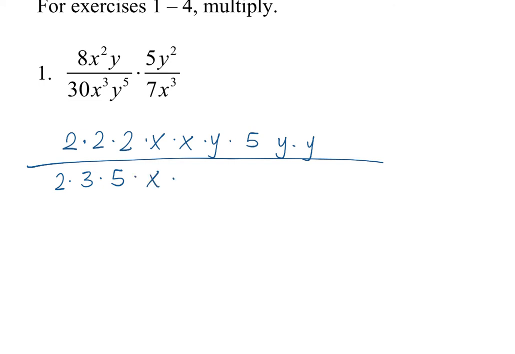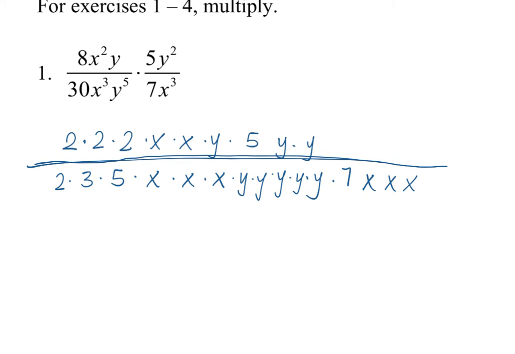X cubed is x times x times x. Y to the 5th. Seven is prime. And then x cubed is 3 x's. And we're going to cancel what repeats in the numerator and the denominator, because really 2 divided by 2 is 1, right? And 1 times anything is itself. 5 repeats. And then we have 1 x, 2 x's.